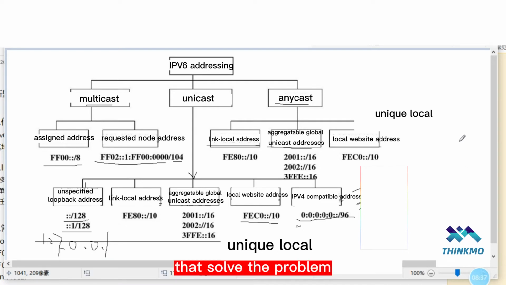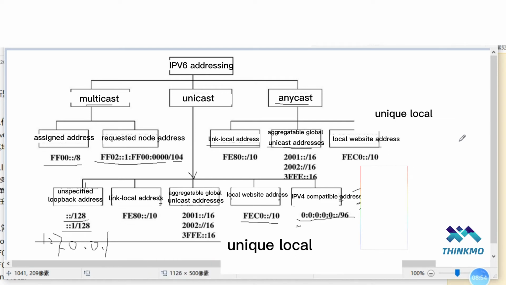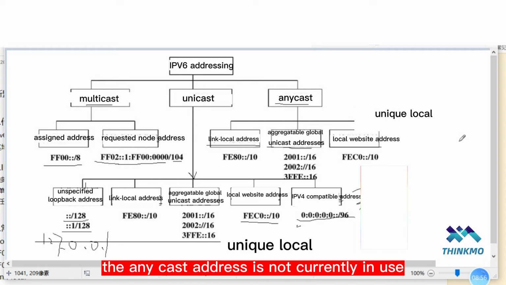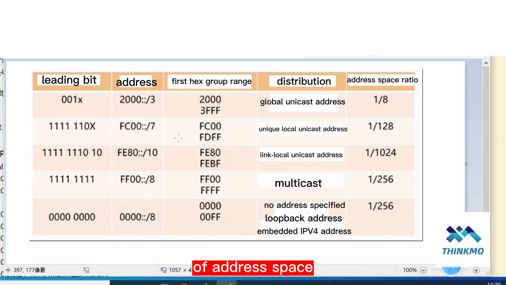Anycast addresses fundamentally solve the problem. If you want to know more about anycast addresses, you can go to the corresponding manual or contact me through my account, and I can give you some relevant information. But one thing to be careful of: the Anycast address is not currently in use. And then this graph in the back is about the IPv6 address space. This picture is more accurate.